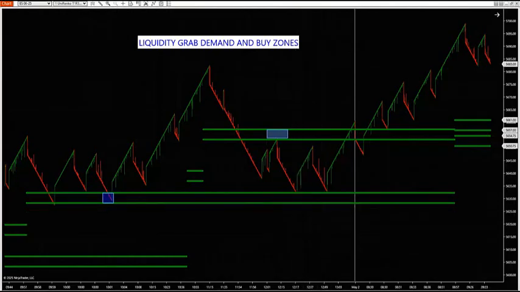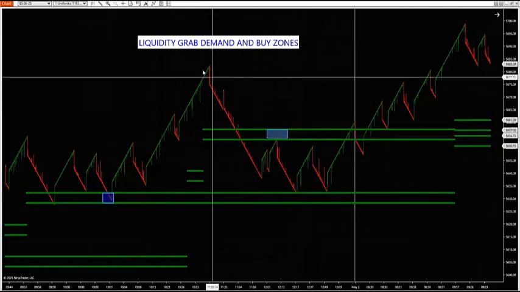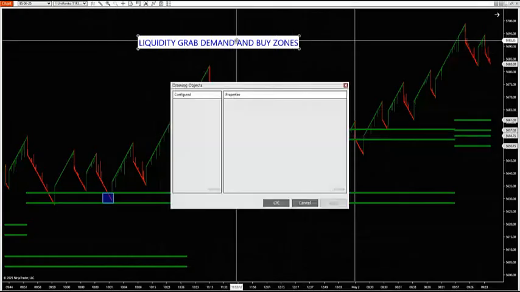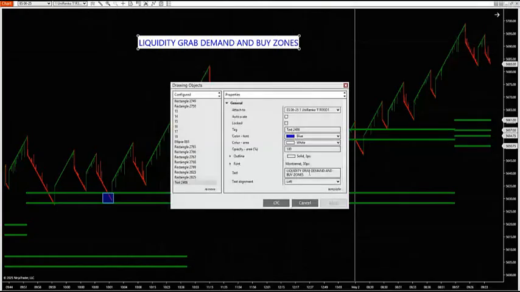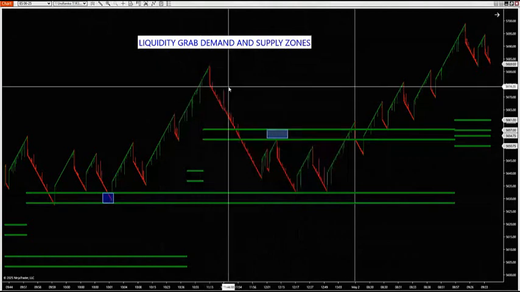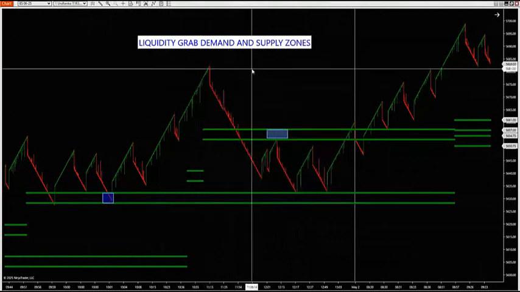So what we have here, guys, is these liquidity grab demand and buy demand, liquidity grab, demand, and supply zones. All right. Now I have three settings. This is an indicator where I showed you how to set up on the last video.